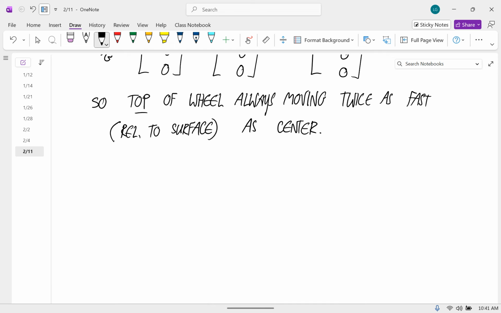Okay, so now we're moving on to particle kinetics. That's the end of particle kinematics. So this is the next topic.